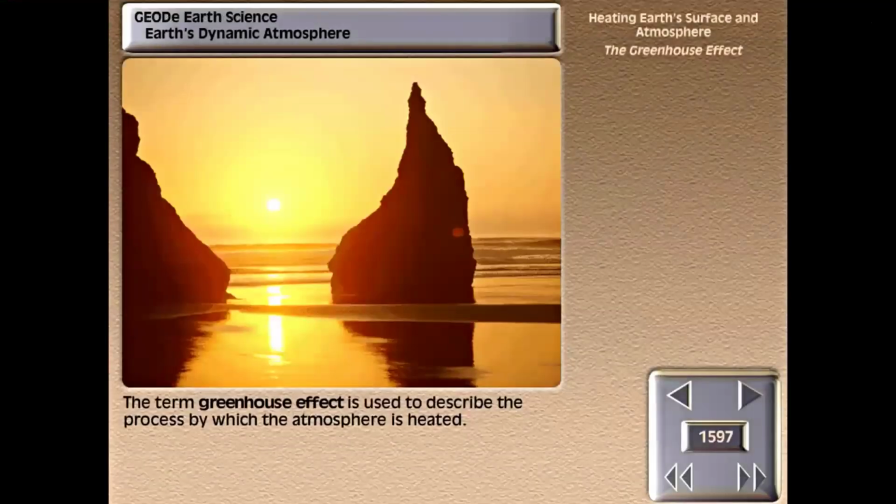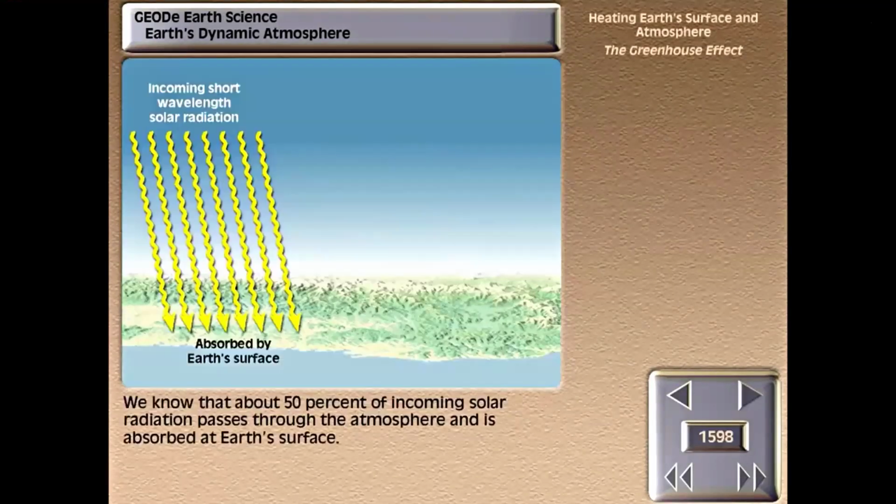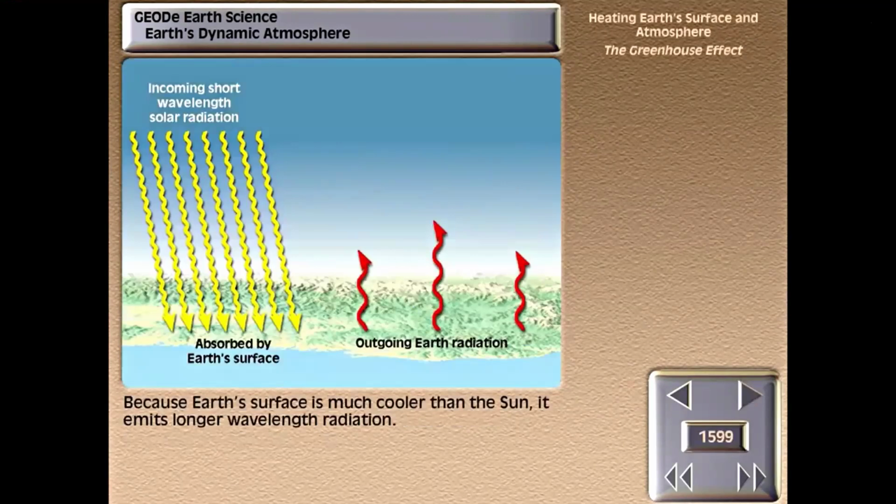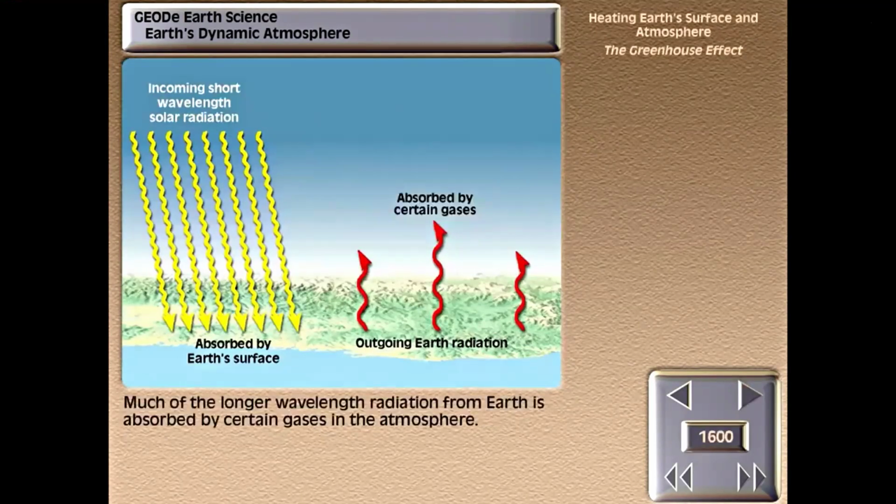The term greenhouse effect is used to describe the process by which the atmosphere is heated. We know that about 50% of incoming solar radiation passes through the atmosphere and is absorbed at Earth's surface. Because Earth's surface is much cooler than the Sun, it emits longer wavelength radiation. Much of the longer wavelength radiation from Earth is absorbed by certain gases in the atmosphere.